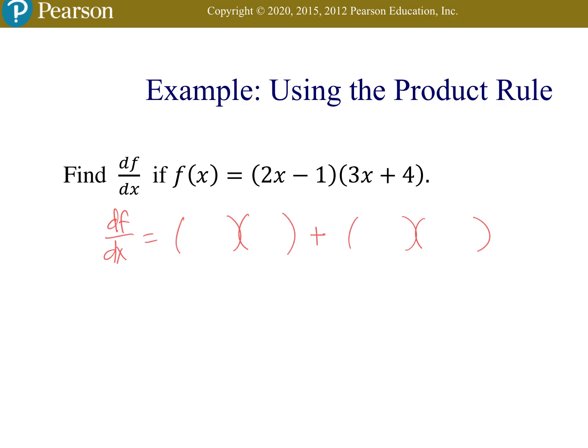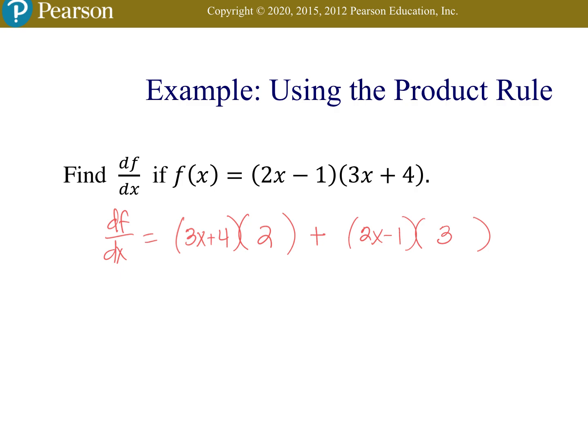We start with the last shall be first. So the last part was 3x plus 4, and we start with that. That goes here. The next part is the derivative of the other factor. So the derivative of that is 2. And then after, we do the reverse. We do 2x minus 1, and then we finish with the derivative of the last factor, which was 3. That is called the product rule. That's the product rule in action.